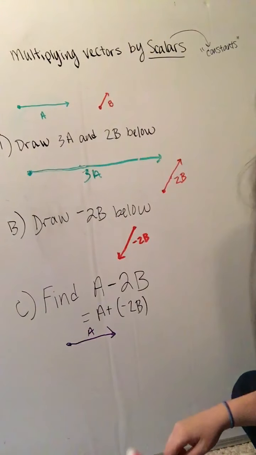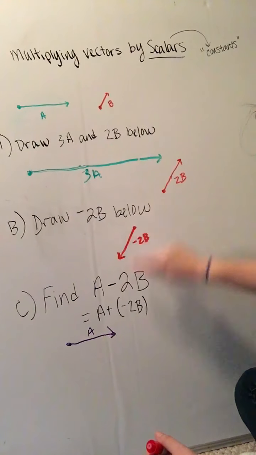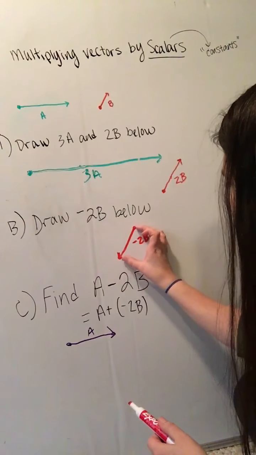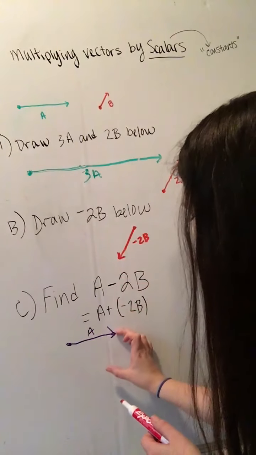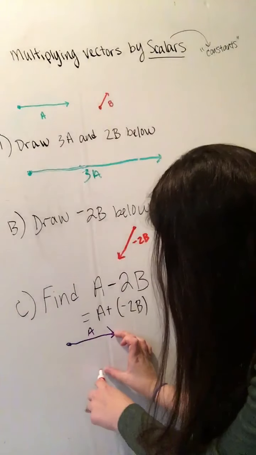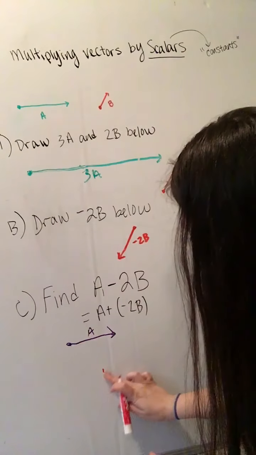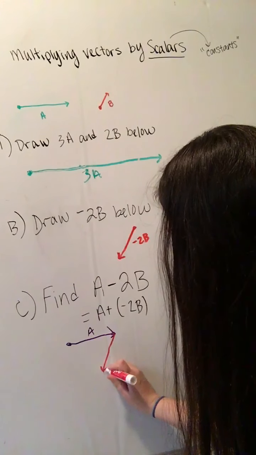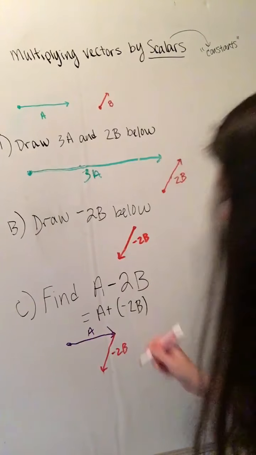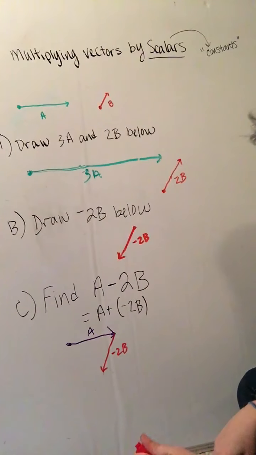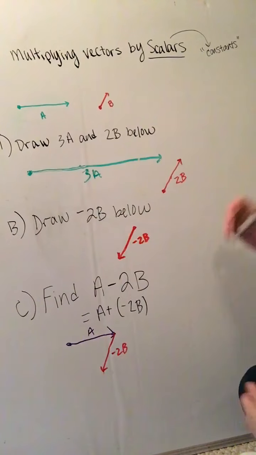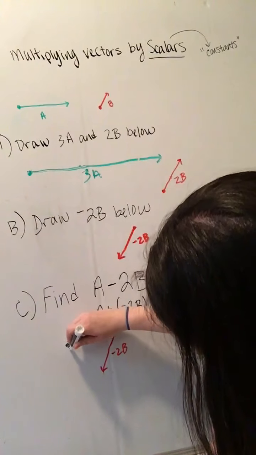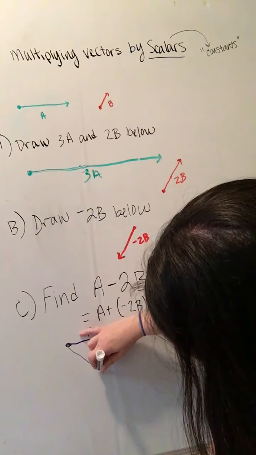Using the polygon method, we make the initial point here line up with the terminal point here. I'll use my hand again to estimate this. Am I still on camera? It's going to end right about there. All right. So that's negative 2B. And then when we add them together with the polygon method, we start at the initial point of A, and then we make the terminal point line up with the terminal point down here.